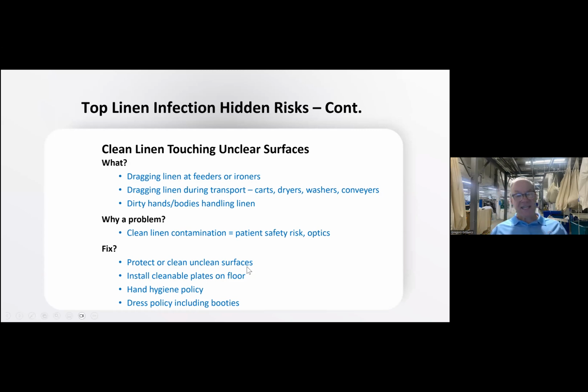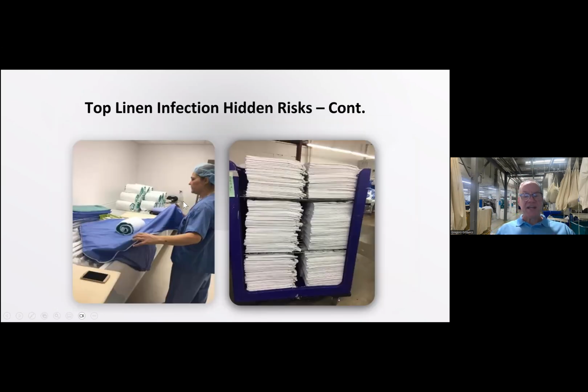So to fix this, protect or clean the unclean surfaces like the floor. In the ironer case, what we used to do in our laundry was we put a cleanable plate on the floor, cleaned it regularly, and then had the operators use disposable booties in case they stepped on it. And then obviously we want people's hands to be clean, because that's a surface. And the policy, oh, I already have the booties there. So this is something that I see all the time where there are ironers, and it's a good thing to be aware of. Okay, next one.